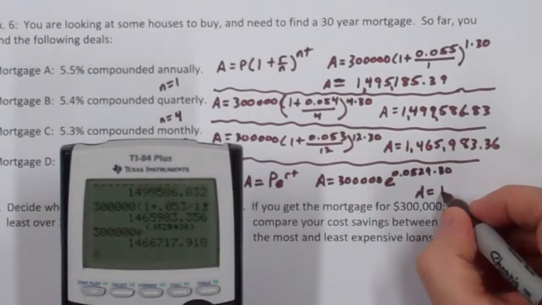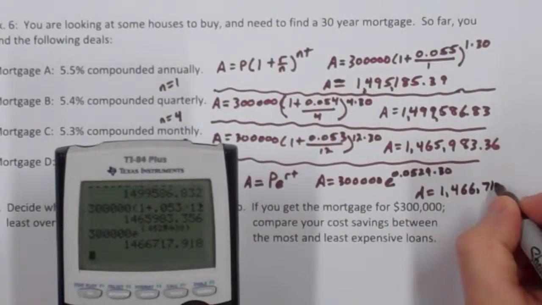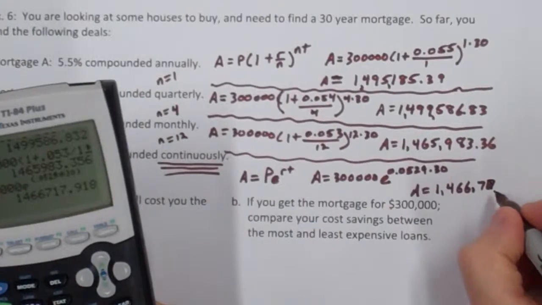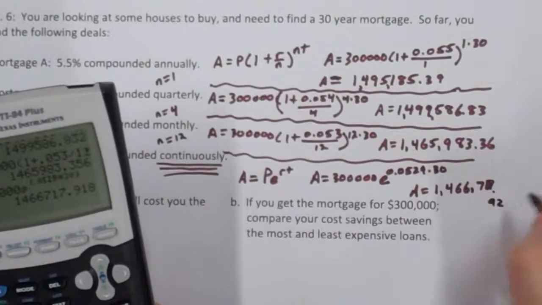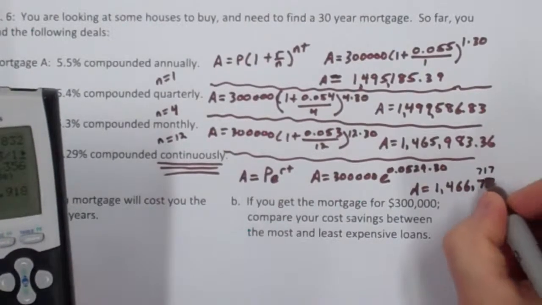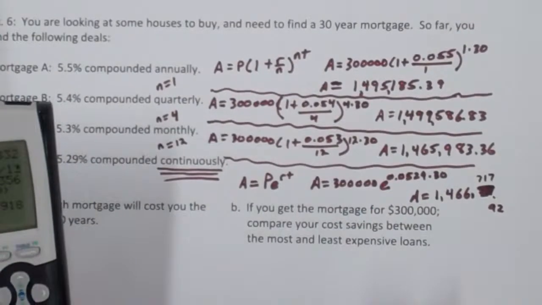See what happens. So this one is going to be 1,466,717. Oops, that's a 7. And then 0.92 will be the cents there. So we'll make that 717. Maybe you can see that a little bit better. 1,466,717.92.